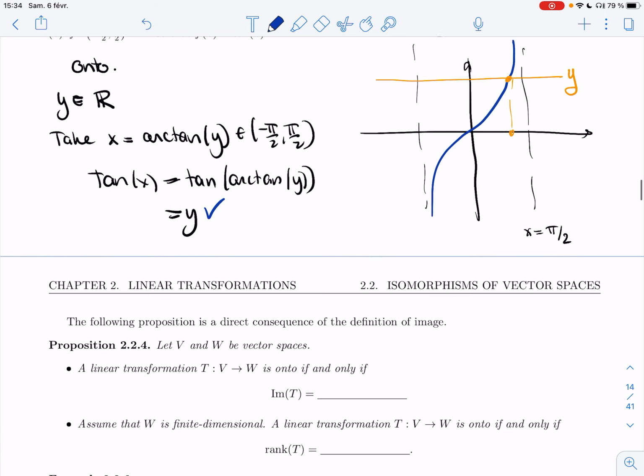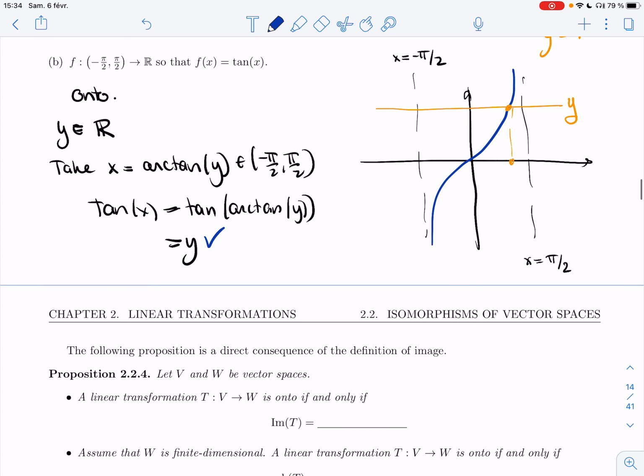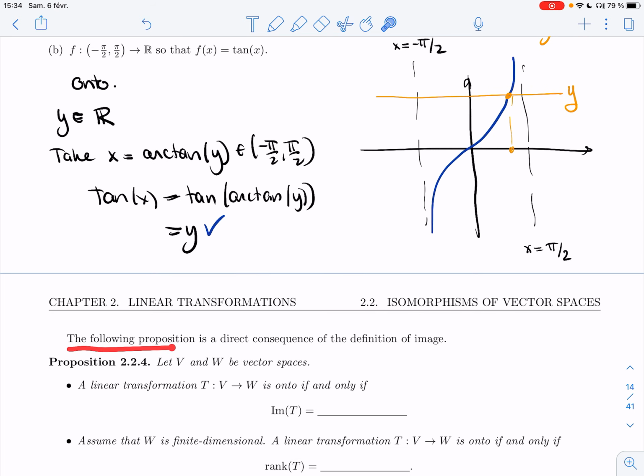All right, so let's keep going. I want to know when a linear transformation is onto. We had a really nice way of telling when it was one-to-one. We'll have a similar way of telling when it's onto. The following proposition is a direct consequence of the definition of image. Turns out it's much easier to prove this than it was for the kernel. We won't need a separate proof. The image tells us exactly what's going on.